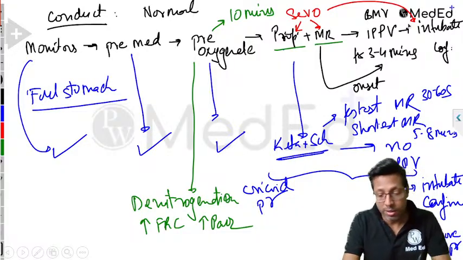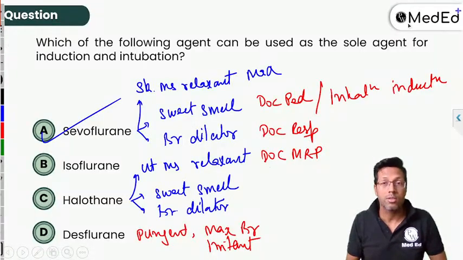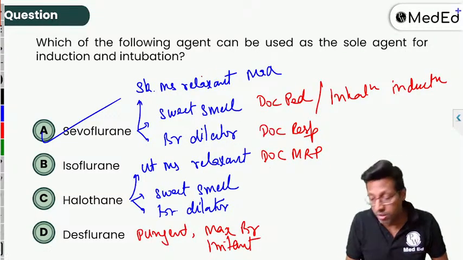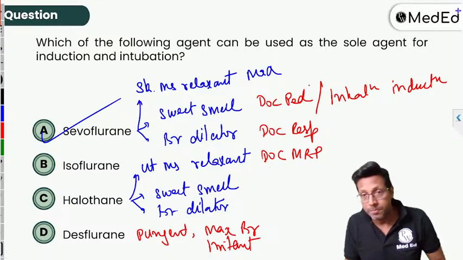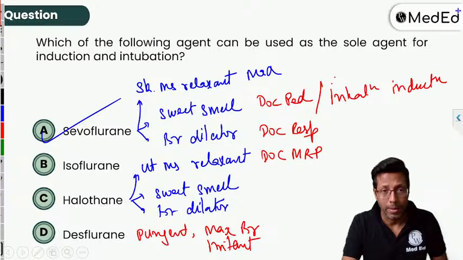Okay, hopefully this point is clear regarding sevoflurane, everyone. Correct. So this was about sevoflurane. Sevoflurane is a sole agent that can be used for induction as well as intubation, right? Okay, clear. Then, let me discuss one more point here from the exam point of view.